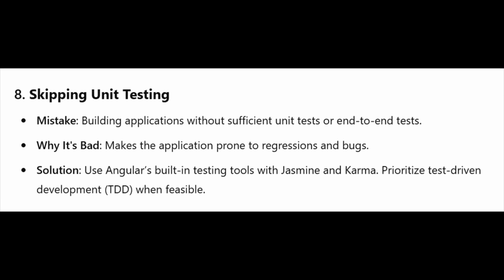8. Skipping unit testing. Mistake: building applications without sufficient unit tests or end-to-end tests. Why it's bad? Makes the application prone to regressions and bugs. Solution: use Angular's built-in testing tools with Jasmine and Karma. Prioritize test-driven development, TDD, when feasible.